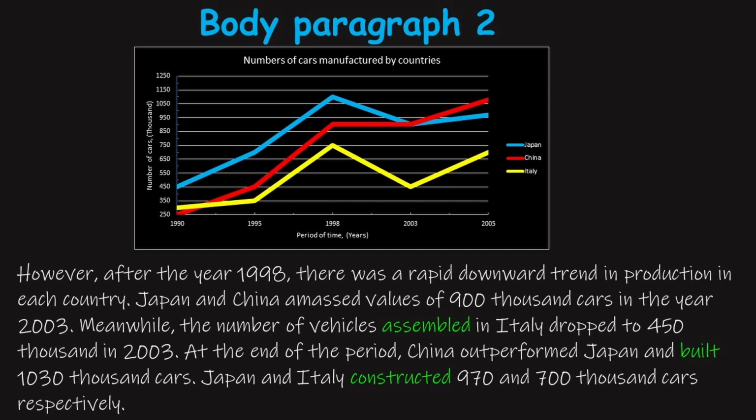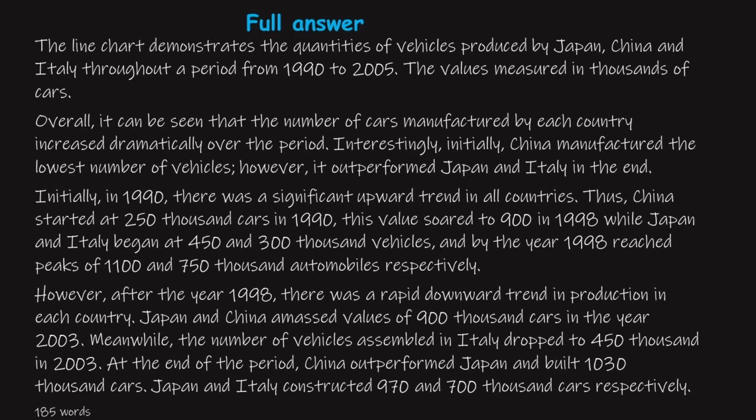The keyword manufactured from the title of the graph was changed to several synonyms: constructed, assembled, and built. They are highlighted by the green color. Do not forget to use the adverb respectively. The adverb respectively is a commonly used word to show the same order of the values belonging to the activities or names mentioned in a sequential way. Finally, we can have a look at the full answer.